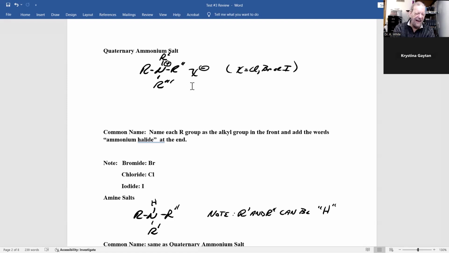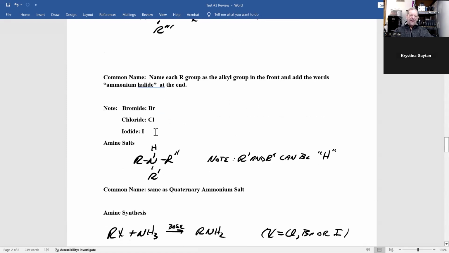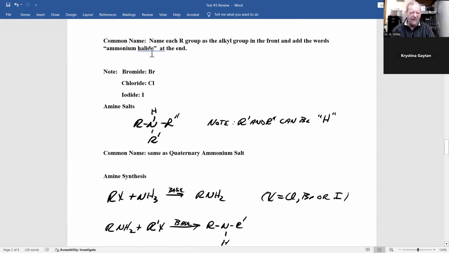Now, again, I'll just ask you to know the common name. Name each R group as the alkyl group in front, and then add the words ammonium halide. And the halide, when X minus is bromine, is bromide, chlorine, chloride, iodine, iodide. Now, there's something else. Oh no, I've got this wrong here.